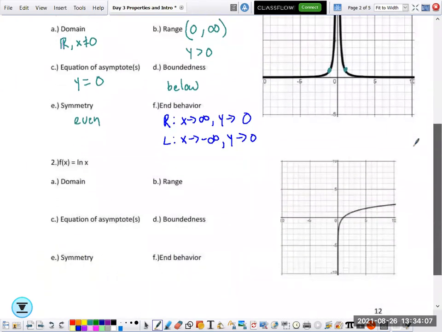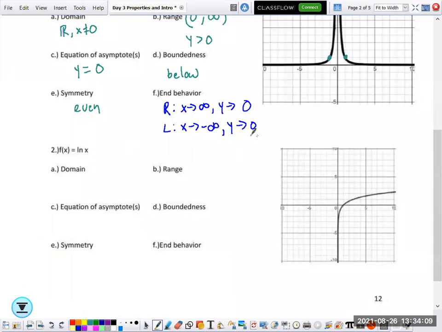Number 2, we are provided with the graph of the natural log. As a reminder, ln stands for natural log. Go ahead, pause the video and fill in as many properties as you can. Hopefully for the domain, you realize there is literally nothing on the left side. So it starts at 0 and goes to infinity. You could also write that as x is greater than 0.